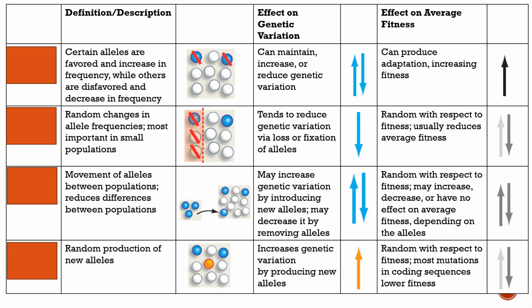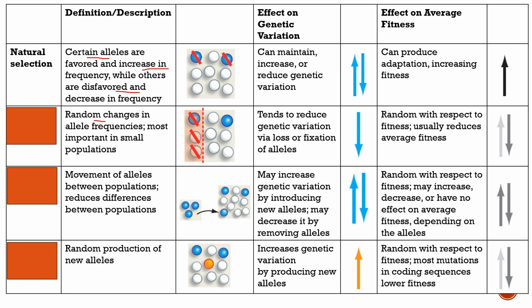Then, in our summary slide of these different driving forces, certain alleles are favored and increase in frequency, while others are disfavored and decrease in frequency. This is natural selection. Again, we're selecting for an event, and then we have disruptive and stabilizing selection. So we have different types of natural selection, but in this case, something is favored over another.